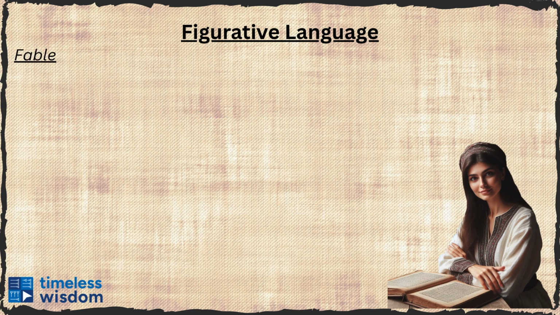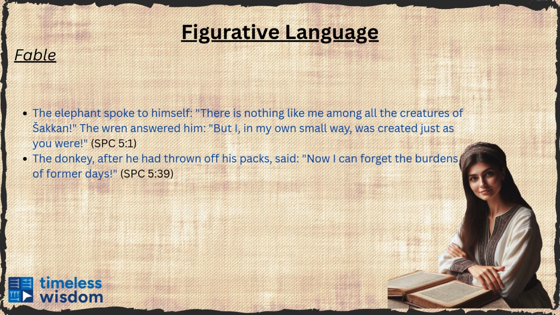Fable. A fable is a short story that gives animals or plants a voice and human characteristics. It always has an educational purpose and therefore usually ends with a moral lesson. See literary devices. Net/fable. Examples. The elephant spoke to himself. There is nothing like me among all the creatures of Sakan. The wren answered him. But I, in my own small way, was created just as you were.